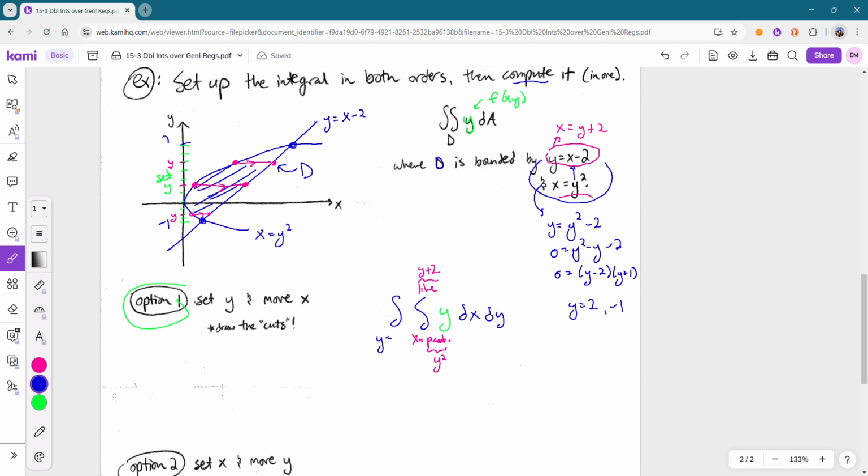And that looks pretty reasonable from our picture. Those are the y's that we're using, the ones between those. And so those become our limits of integration. And we've set up our integral in this order.